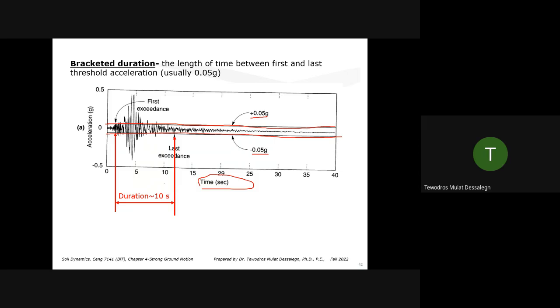So if you have a motion which touches 0.05 G for the first time, and the last point it touches 0.05 G, then the bracket duration is defined. That's the significant duration of the input motion. In this case, it can be around 2 seconds.